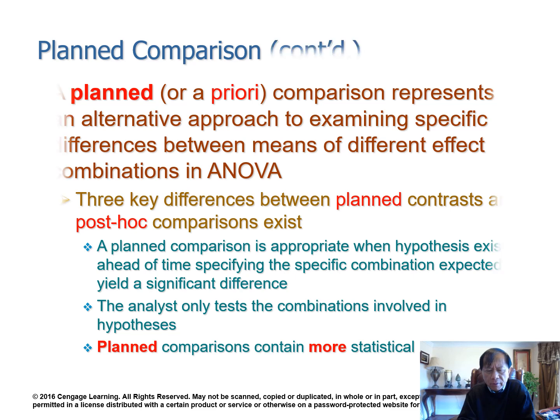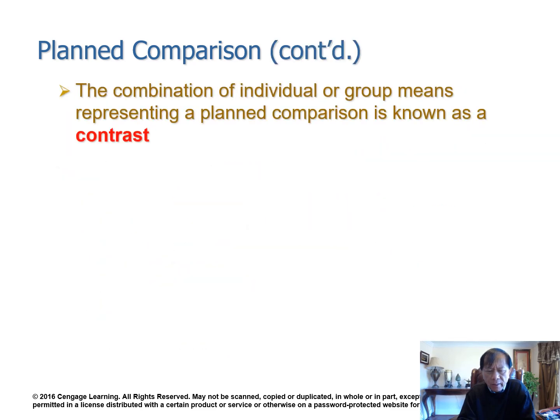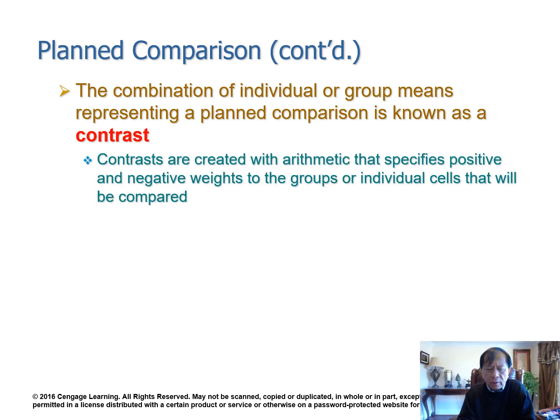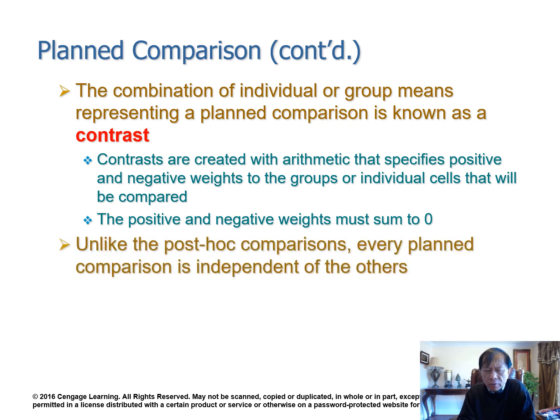The combination of individual group means representing a planned comparison is known as a contrast. Contrasts are created with arithmetic that specifies positive and negative weights to the groups or individual cells that will be compared. The positive and negative weights must sum to 0.